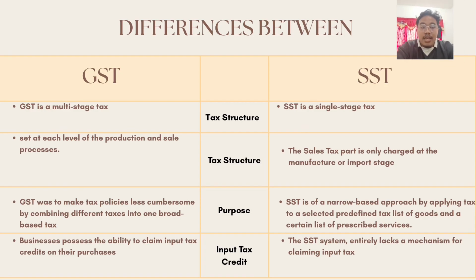Now, why did we even have GST? The purpose of GST was to make tax simpler and fairer by combining different taxes into one big broad base. And the cool part, businesses could claim the tax they paid on their purchases, which we call input tax. This helps avoid tax on tax.